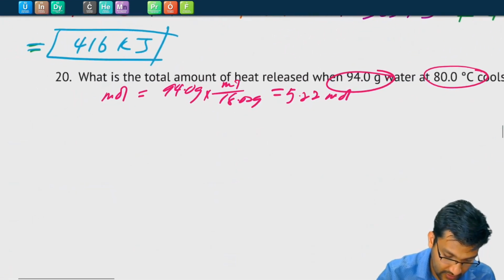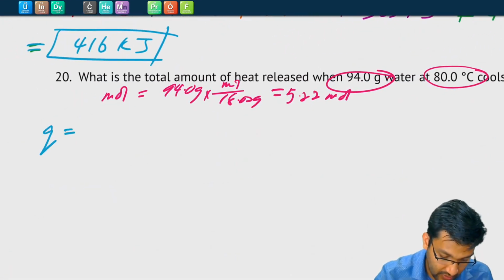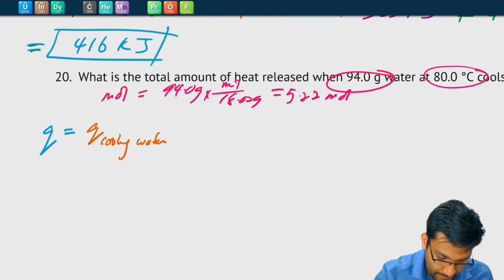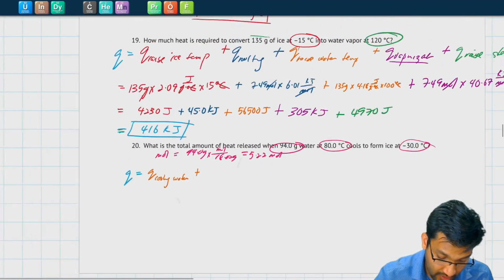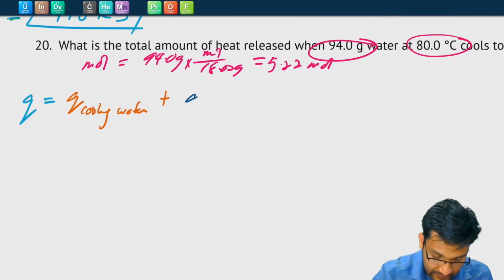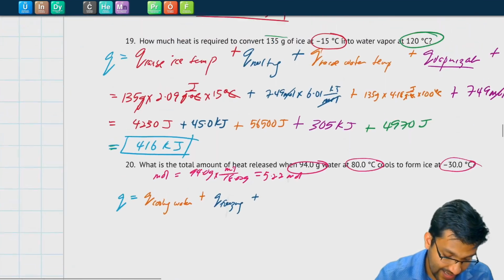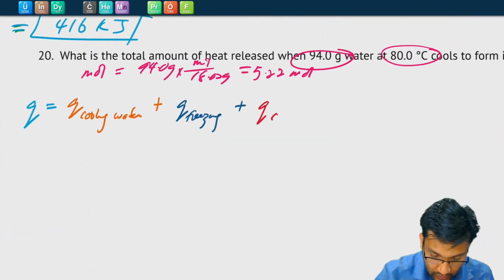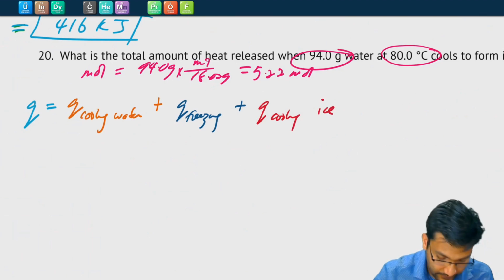First, the overall heat would be equal to orange, the heat from cooling water. Then we need to freeze the water. Which color did I use for freezing? Blue. So heat from freezing. And then we need to cool the ice, and the color I used for that was red. So heat from cooling ice. All right, let's work with each of these one at a time.